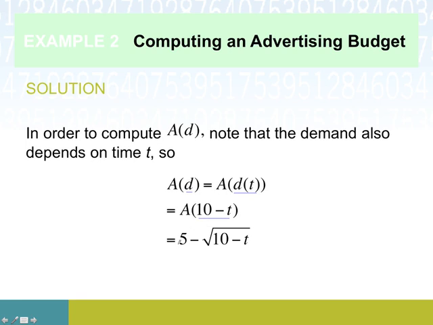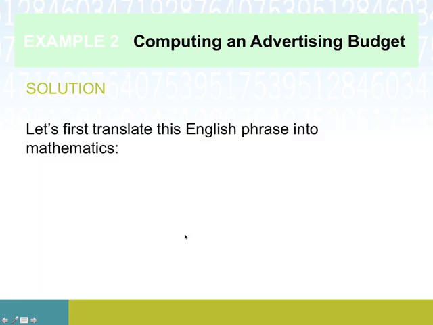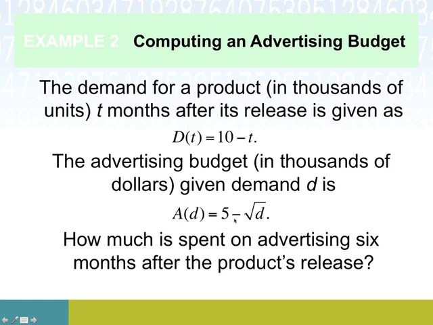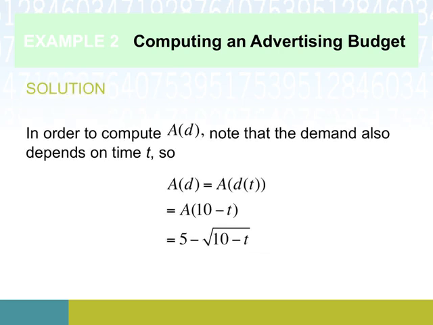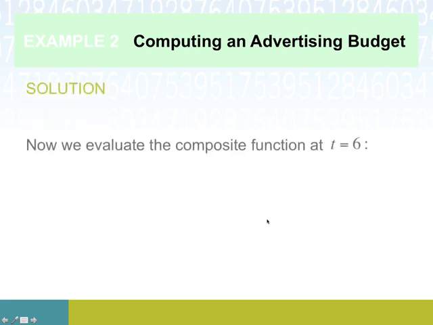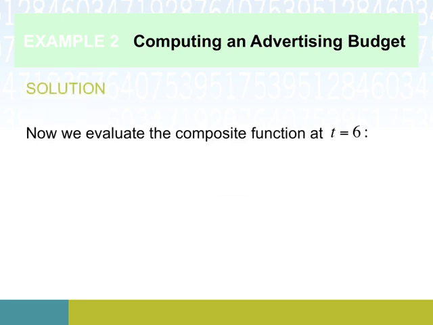So now what we've got is A of this expression. And A of this expression, if we look back at our original function for A, is just 5 minus the square root of something, whatever our input is. So 5 minus the square root of, well, we want 10 minus T. So 5 minus the square root of 10 minus T. We're not totally done yet. That's our function of advertising as a function of time. And if you recall, what we really need to do is evaluate this at T equals 6.